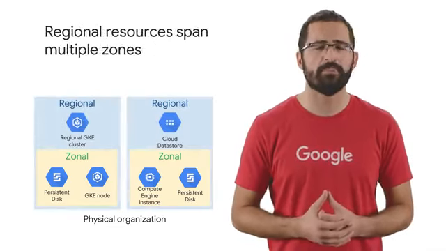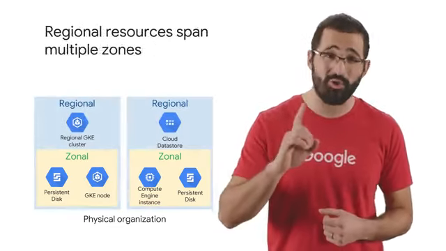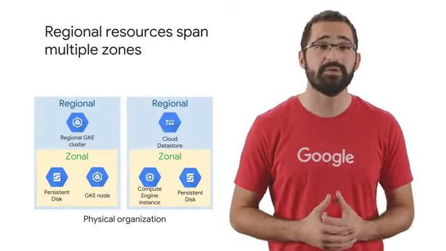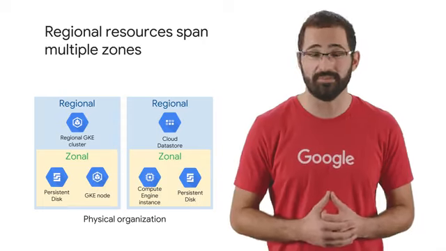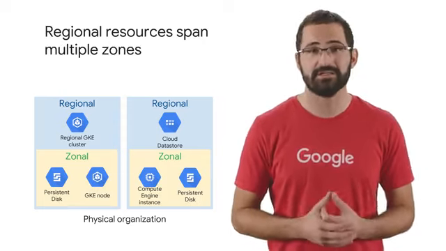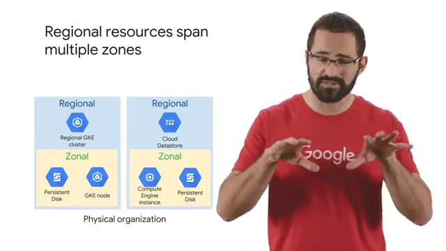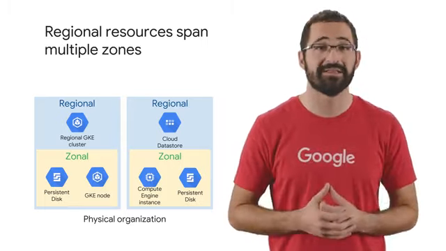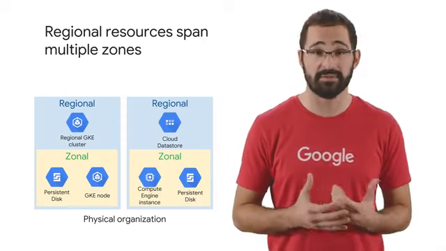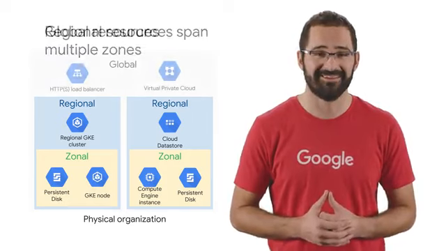Regional resources operate across multiple zones, but within one region. An application using these resources can be redundantly deployed to improve its availability. Later in this specialization, you'll learn how to use GKE so that its resources spread across different zones within a region. Cloud Data Store is an example of another GCP service that can be deployed in a similar, redundant way.